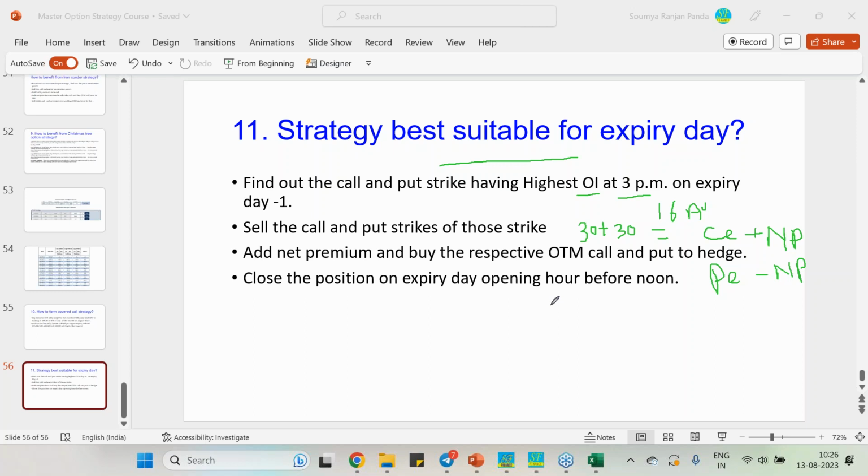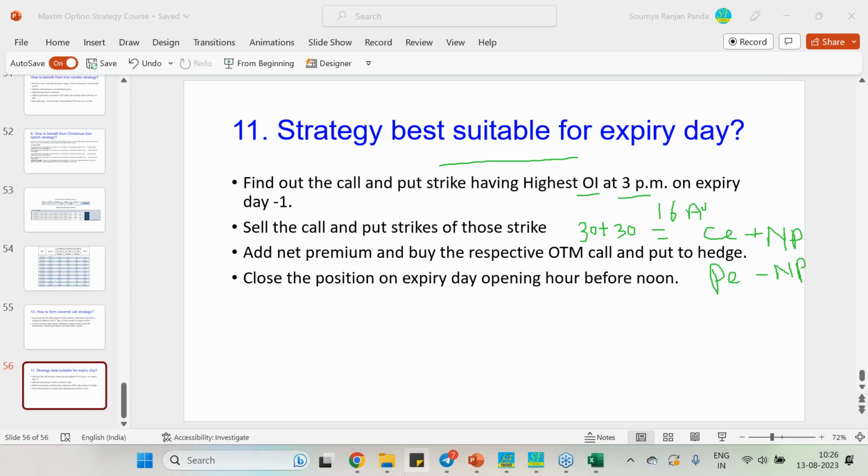Around 50% of expiry days go with a positive closing or a negative closing. So that part is also there. If you are forming this kind of strategy, close it in the morning hour itself, before noon. That will be the good choice for an expiry day strategy.